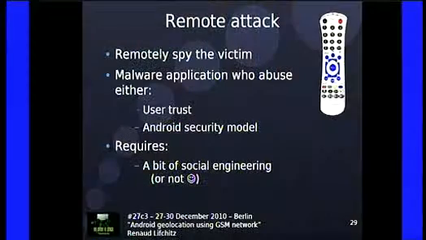Now let's talk about the most interesting attack range, the remote attack. This will allow you to remotely spy on the victim using a malware. So you need local access to the phone. The best way to do that is to install a malware on the phone, which will abuse either the trust of the user, or the Android security model, because there are flaws in this security model. So this will require a bit of social engineering or some flaws.